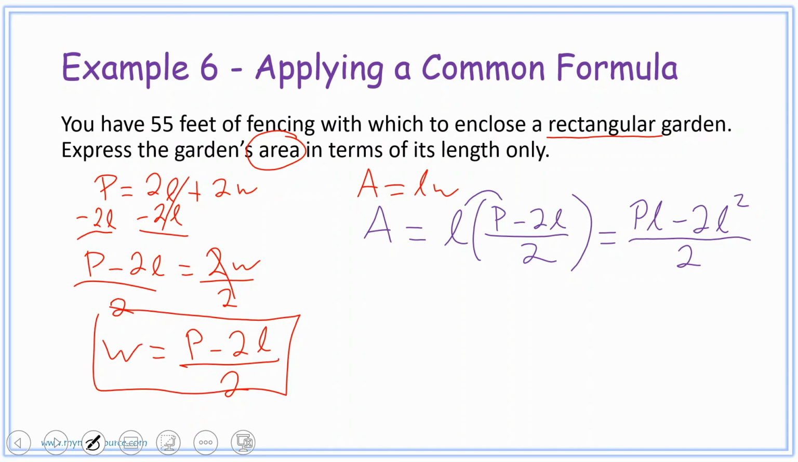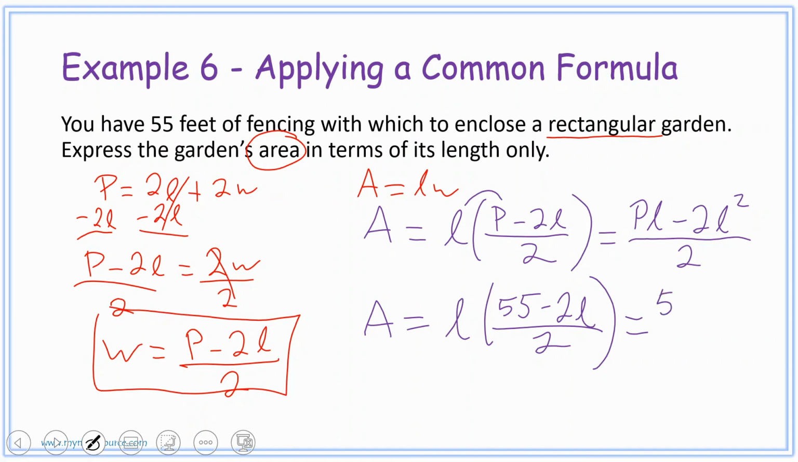All right, so what we have here is our two formulas. If we needed to put the value of 55 in there, we have L times 55 subtract 2L over 2. And you can also substitute it in here, having for your perimeter 55L subtract 2L squared, all divided by 2. But there you have it. We have now a formula for area of this garden in terms of its length only.